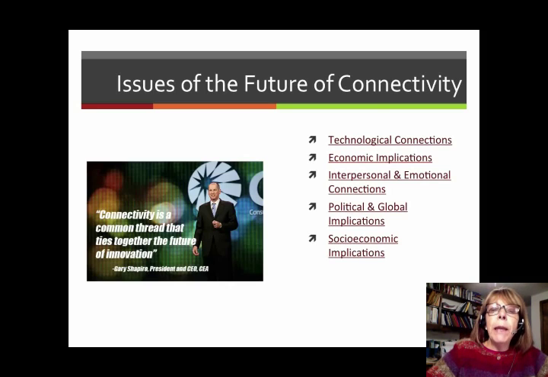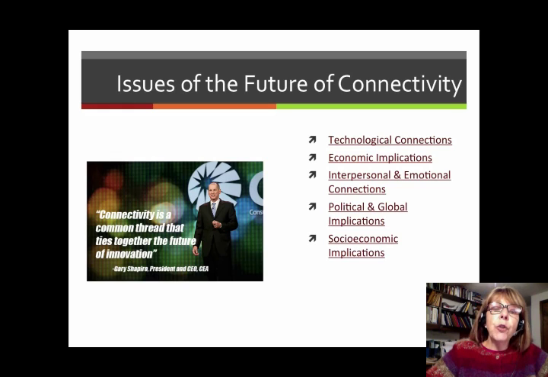The 5 main issues that we're focusing on this week are the technological connections and the economic impacts and implications of connectivity, the interpersonal and emotional connections involved with being connected to your cell phone, to different social media, to your laptop, to your handheld mobile devices, the political and global implications, and the socioeconomic implications.